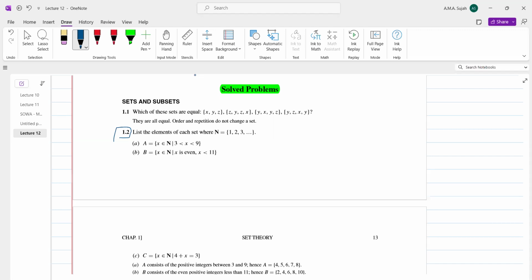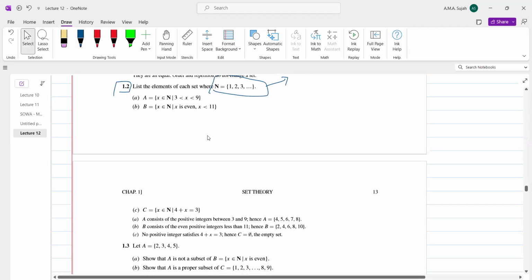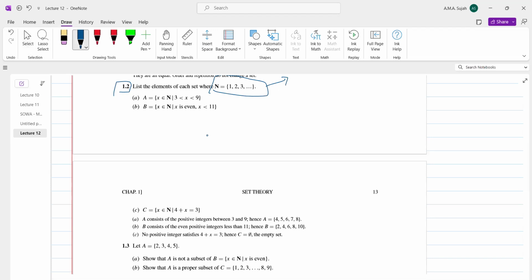The list of elements of each set, where n is a positive integer, right? So by using this set, they are telling us n takes the value of positive integers. Now they are giving some questions: A, B, C.